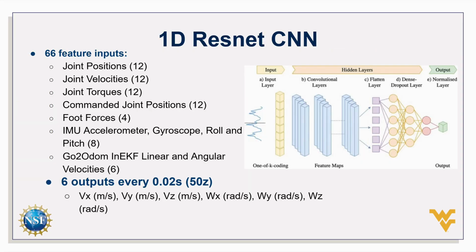The CNN uses 1 second of sensor history containing 66 inputs such as joint states, torques, foot forces, IMU measurements, commands, and Go2 odometry velocity estimations. Every 0.02 seconds, it predicts corrections to linear velocity and angular velocity in all three directions. When deciding the training, validation, and testing split, we decided to use a leave one surface out structure, meaning the network was trained on 4 surfaces and then tested on one unseen surface, and this was repeated for all 5 surfaces.